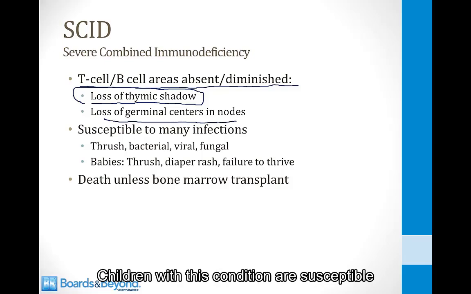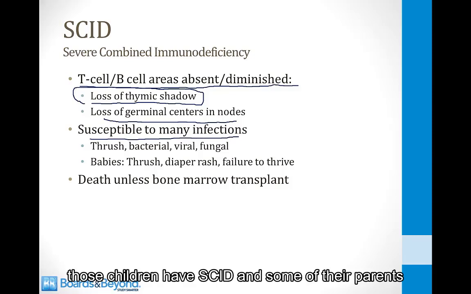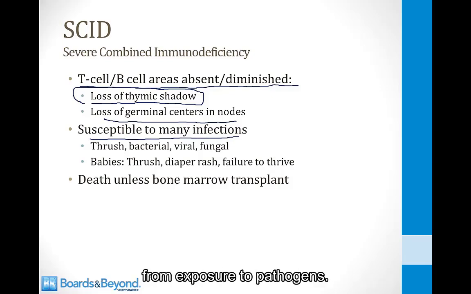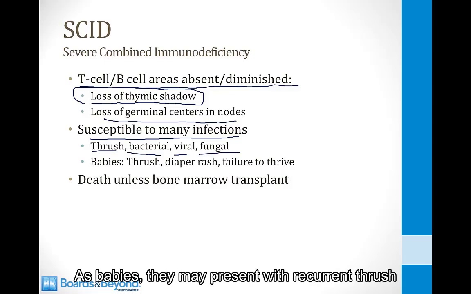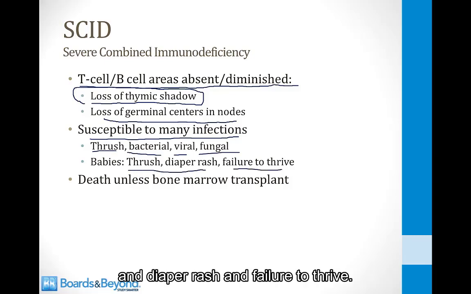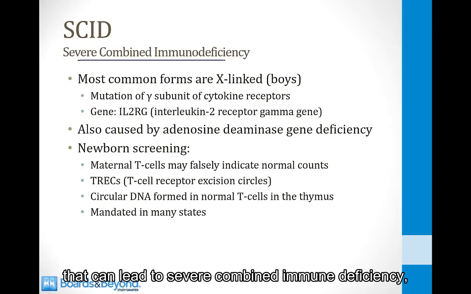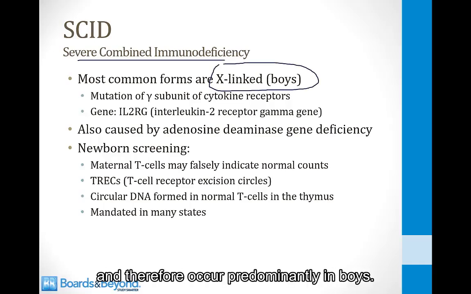Children with this condition are susceptible to many infections. If you've ever seen children that live in a bubble, those children have SCID, and some of their parents have placed them in a bubble to keep them free from exposure to pathogens. So these children can get thrush as well as bacterial and viral and fungal infections. As babies, they may present with recurrent thrush and diaper rash and failure to thrive, and children with this condition will die unless they receive a bone marrow transplant. There are lots of genetic abnormalities that can lead to severe combined immunodeficiency, but the most common forms are X-linked and therefore occur predominantly in boys.